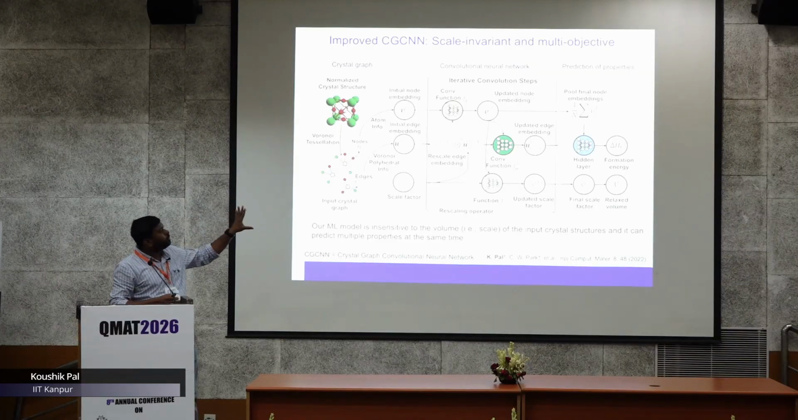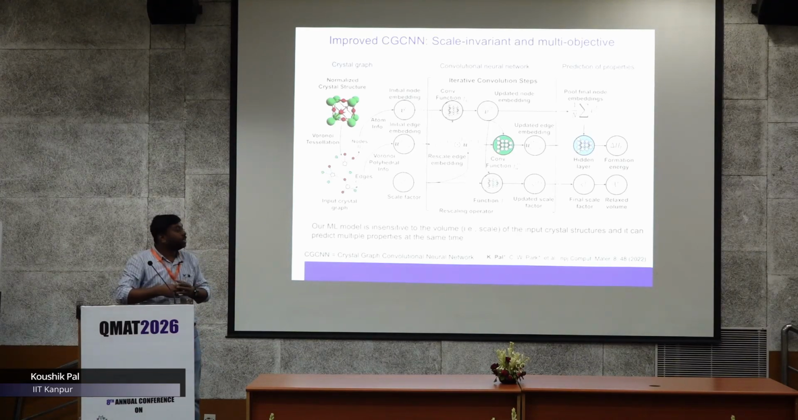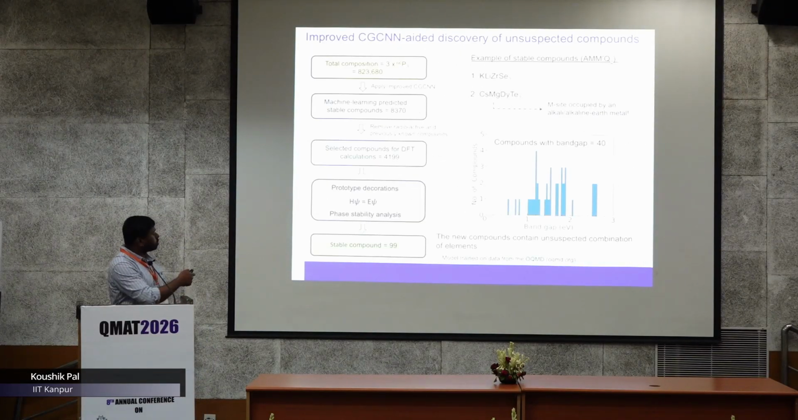So here we developed an approach where we can just feed the unrelaxed structure and then train the model, right? And it can predict the property as if it were seeing the relaxed structure. So that is why this is a scale invariant model, and it is giving us multiple properties, meaning formation energy, which is the property of interest, and the relaxed volume. So this is multi-objective. We applied this model to those 800,000 compounds, and it predicted about 8,000 stable compounds. So this is the machine learning prediction, right?